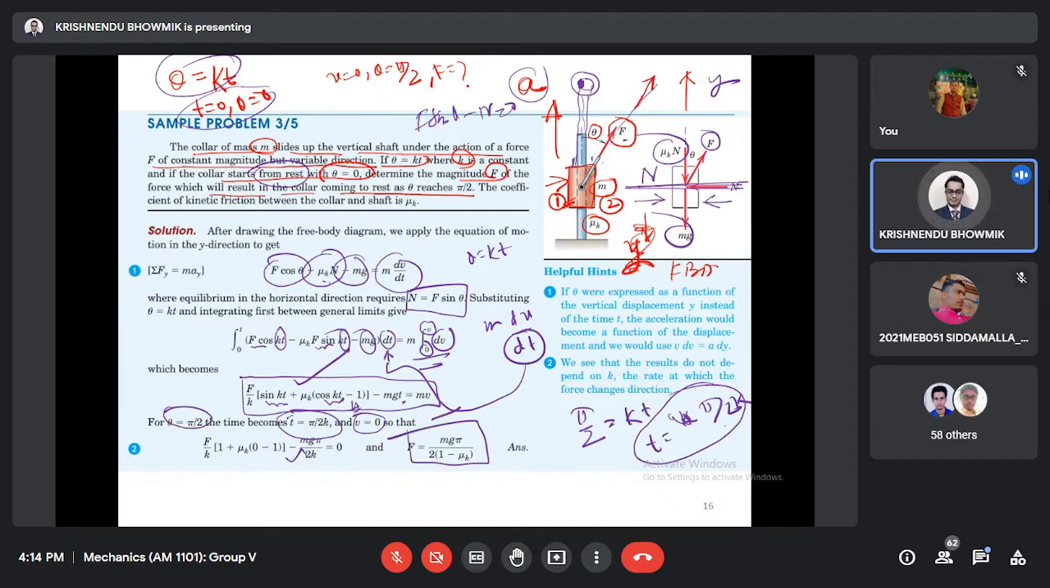So what we did, we just simply drew the free body diagram, and based on the free body diagram, we equated in y directions Fy equal to m a y. Then in x directions, in horizontal directions, we got N equal to F sin theta. Then there is one issue. Let me tell you, very peculiar problem. Just a minute, I'll erase and I'll show you.